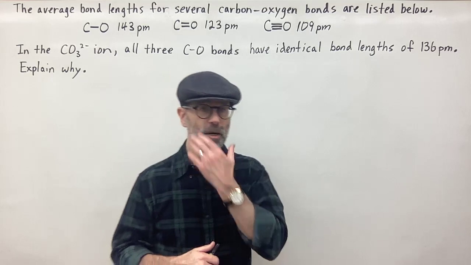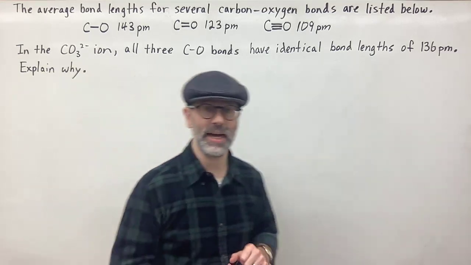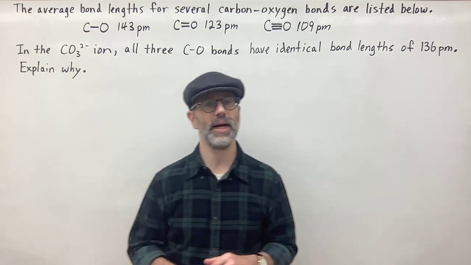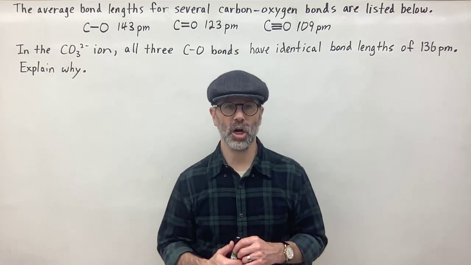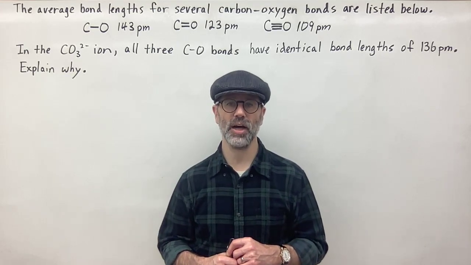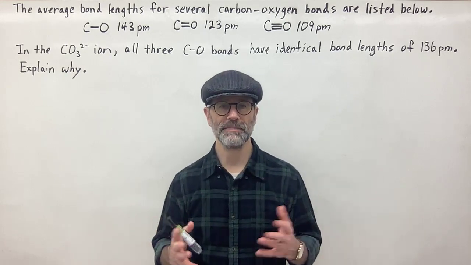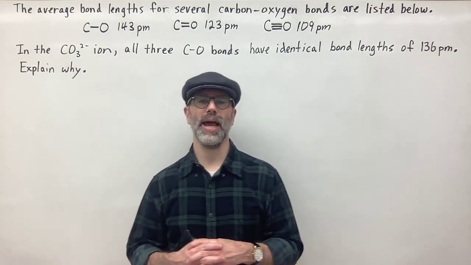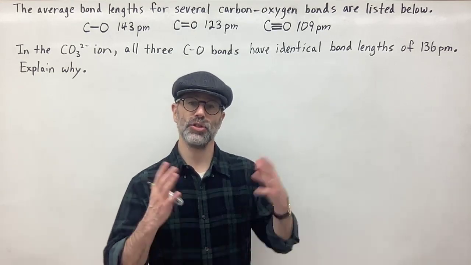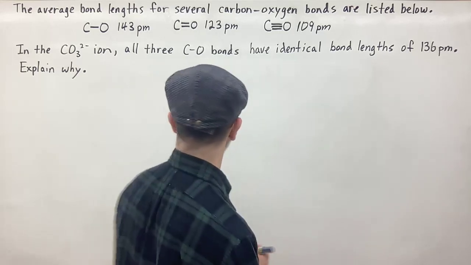Okay, so here we're asked: in the CO3 2- ion, the carbonate ion, all three carbon-oxygen bonds have identical bond lengths of 136 picometers. Explain why. In order to answer this question, we first should draw the Lewis dot structure for the carbonate ion.